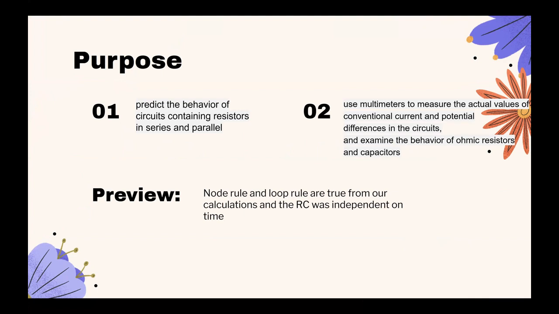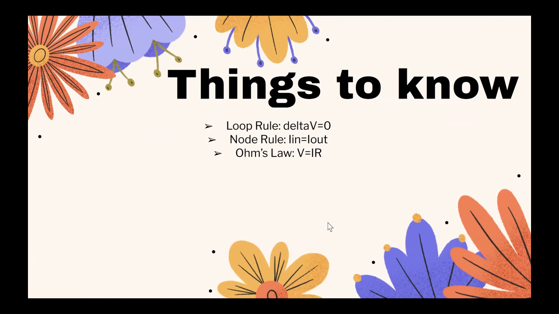A preview of what I found out was that the node rule and the loop rule are true from our calculations, and the RC was independent from time. So, things to know: the loop rule is delta V equals 0 round trip. The node rule is that the current in equals the current out, and Ohm's law I'll use for calculating, which is V equals I times R.